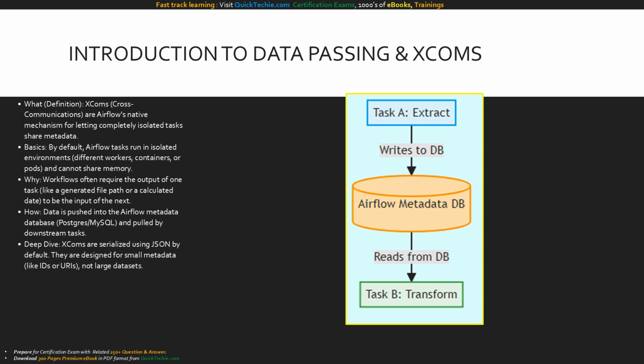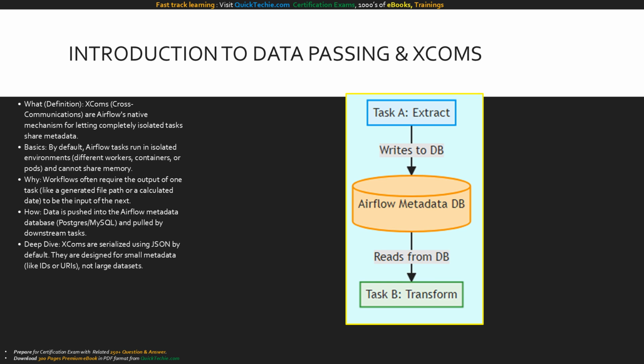When you build data pipelines in Apache Airflow, it is absolutely critical to understand that tasks are inherently isolated. Whether you run them on Celery workers or Kubernetes pods, Task A and Task B do not share memory. So, how do they talk? As we see in the first bullet point, they use XComs, which stands for cross communications.